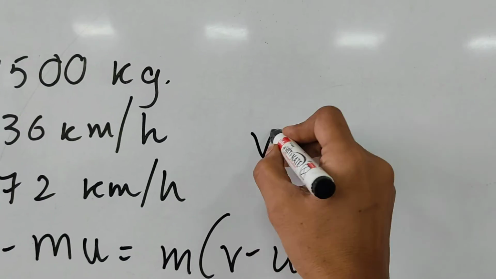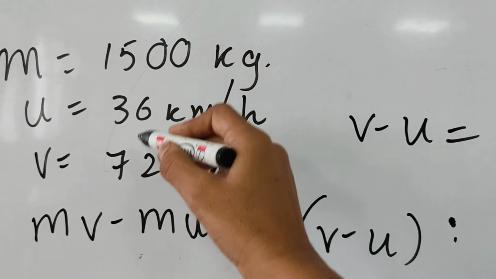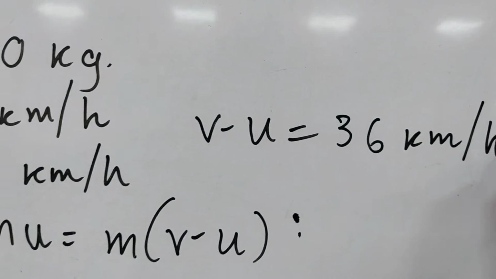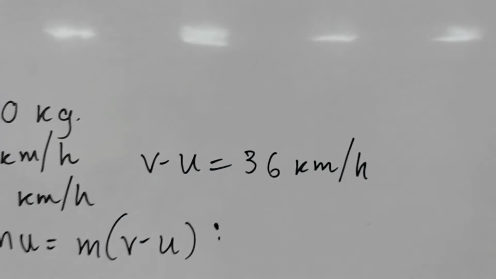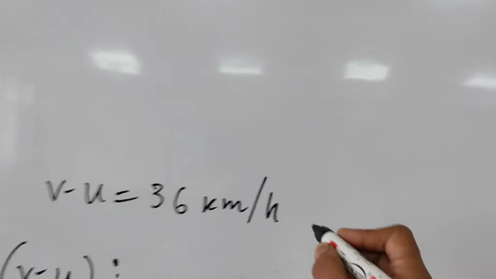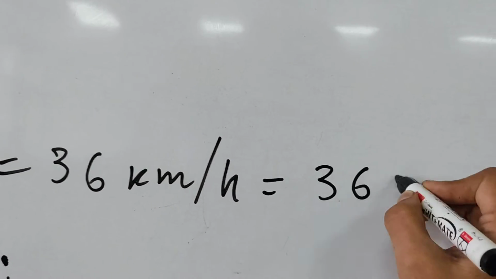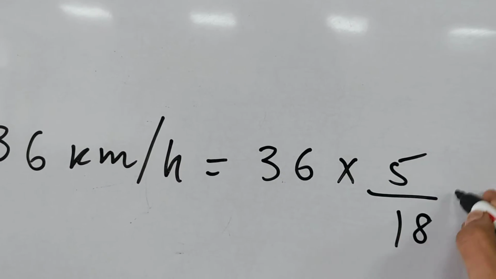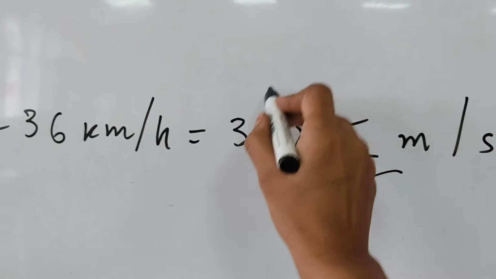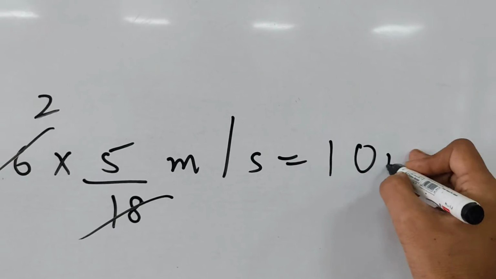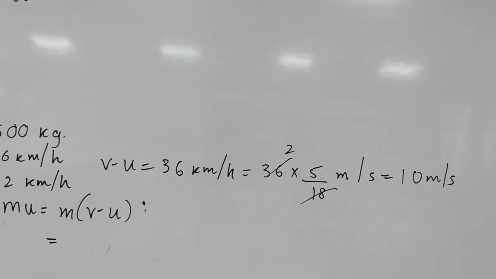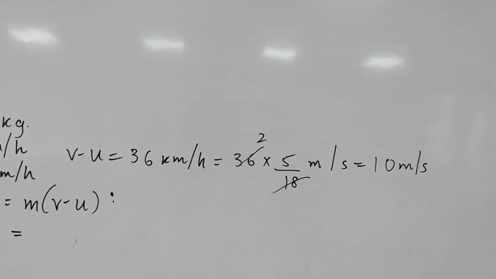If we find here, v minus u is 72 minus 36, that is 36 kilometer per hour. And we have to convert this kilometer per hour into meter per second. So what we'll do is, 36 into 5 by 18 meter per second, that is 10 meter per second. So we have converted change in velocity into meter per second.